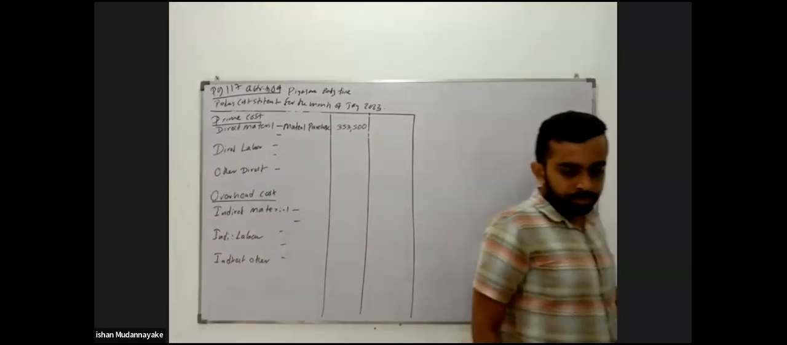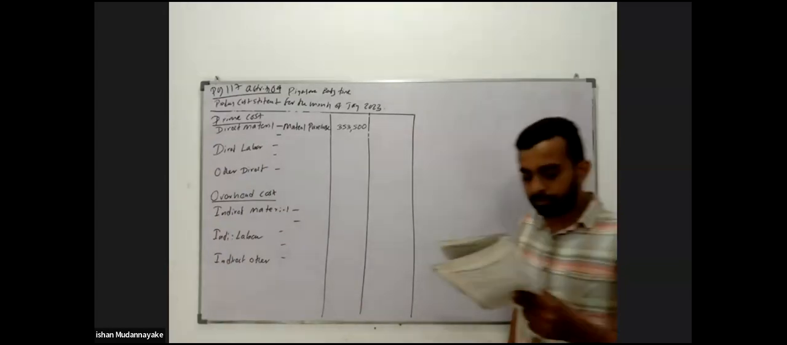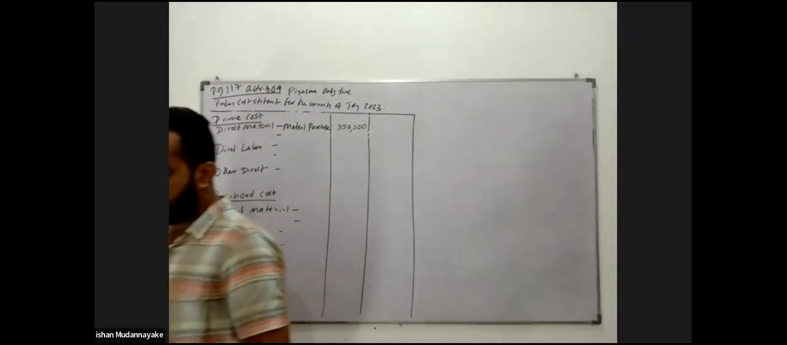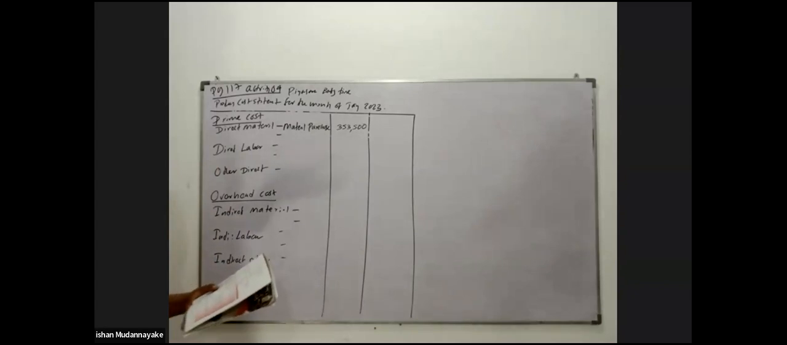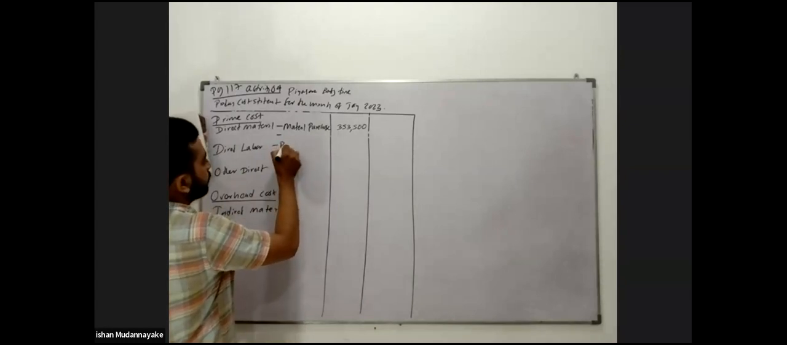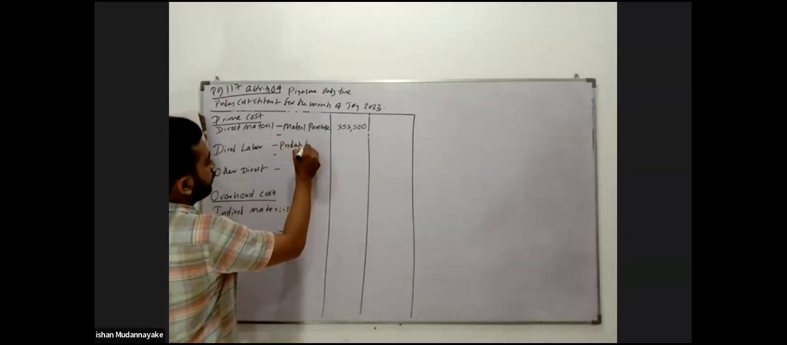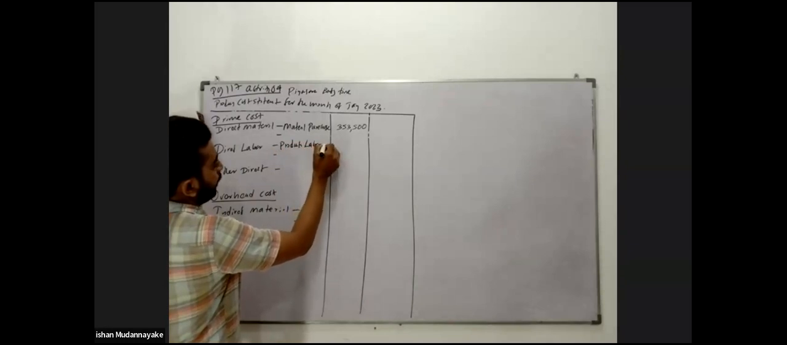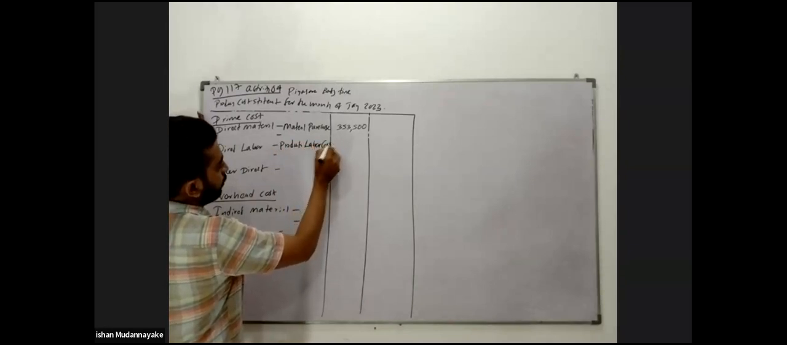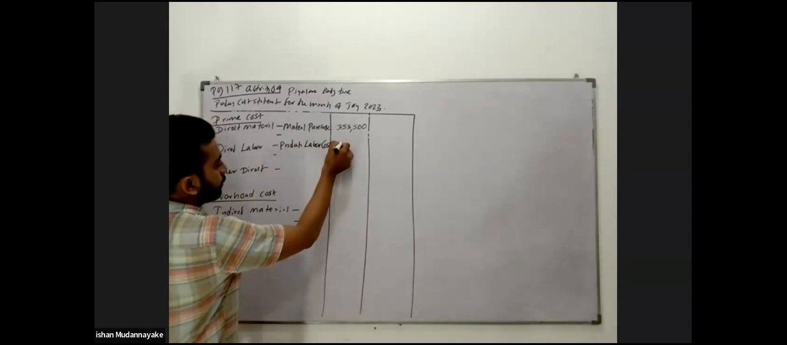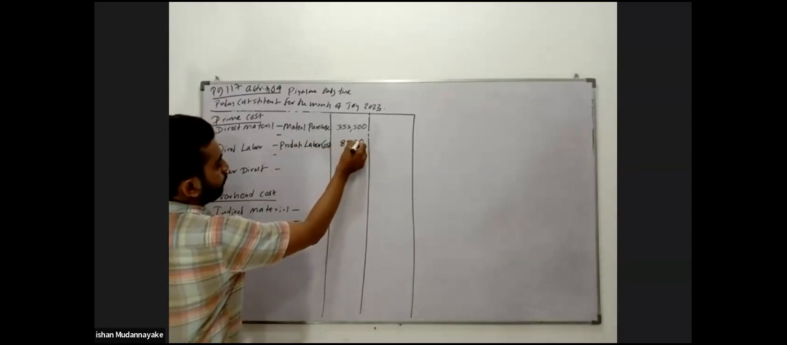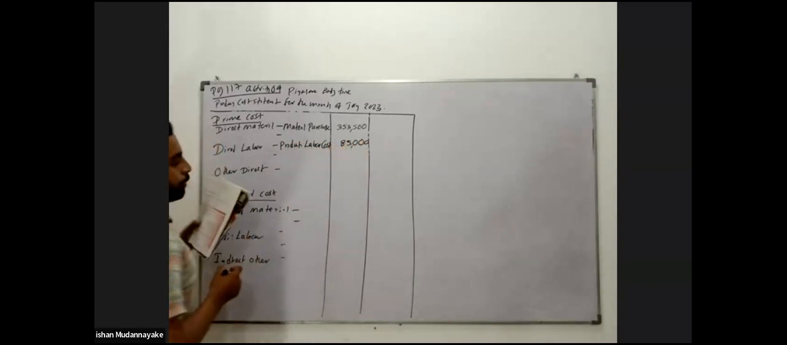And then production labor cost. How to classify production labor cost? Direct labor cost. Yes, under direct labor. Here in front of direct labor, write down production labor cost 85,000.